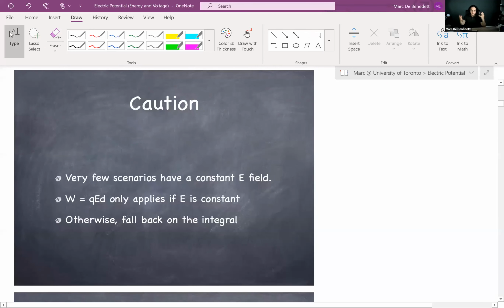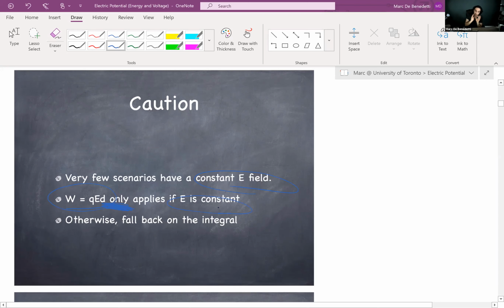So showing you these two things, I wanted to illustrate a caution. Very few scenarios in real life have a constant E field. So if you were an actual practicing physicist, you would most of the time find yourself having to integrate, because unfortunately, that's the reality. Work done equals QED only applies if the E field is constant.